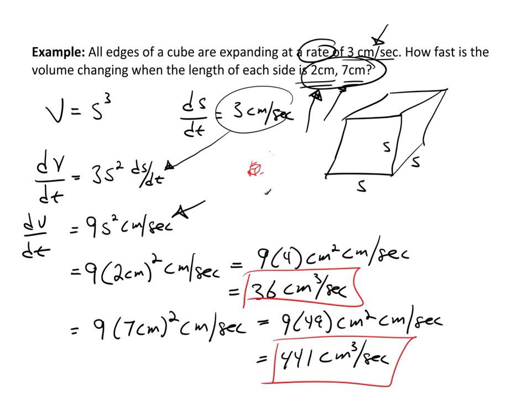And as it's getting bigger, every second I'm increasing more and more volume. So this type of answer for instantaneous rates of change actually makes a lot of sense. I would expect it to have been much bigger at 7 centimeters than I would have at 2 centimeters.